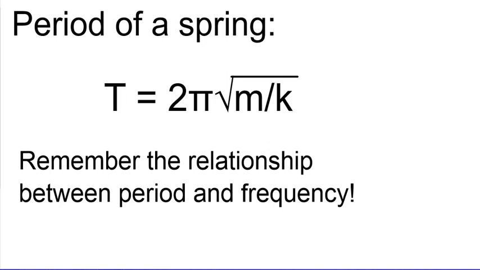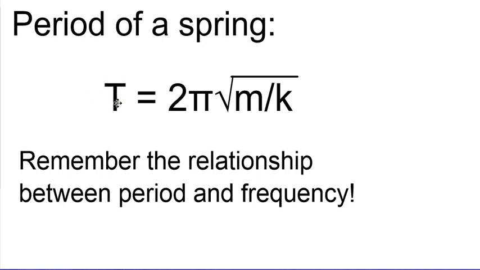For the period of a spring, the equation that we use is T, the period, is equal to 2 pi square root m over k. You should notice that this equation is very similar to that of the period of a pendulum. So remember, the period of a pendulum, T equals 2 pi square root L over g. The main difference here is what's under the radical within the square root. Here it's m over k.